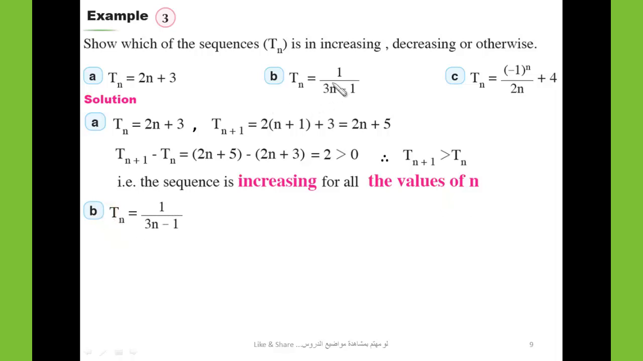Tn equals 1 over 3n minus 1. We write it, and we write Tn plus 1. After you substitute n by n plus 1, Tn plus 1 equals 1 over 3(n plus 1) minus 1. 3 times 1 equals 3, minus 1 equals 2. So Tn plus 1 equals 1 over 3n plus 2.